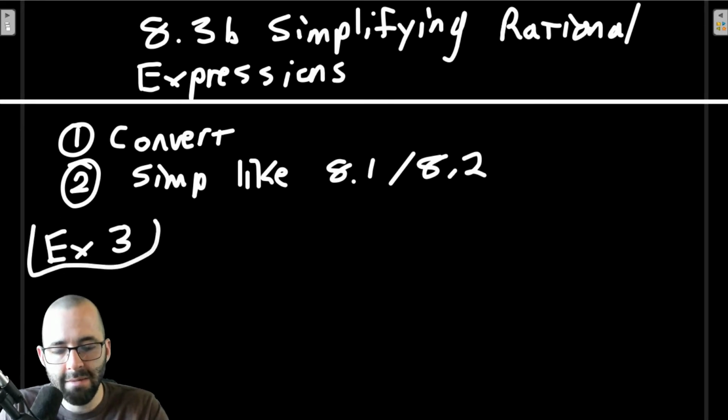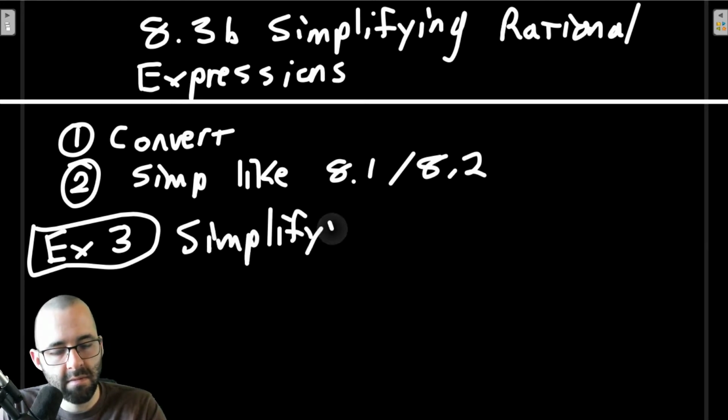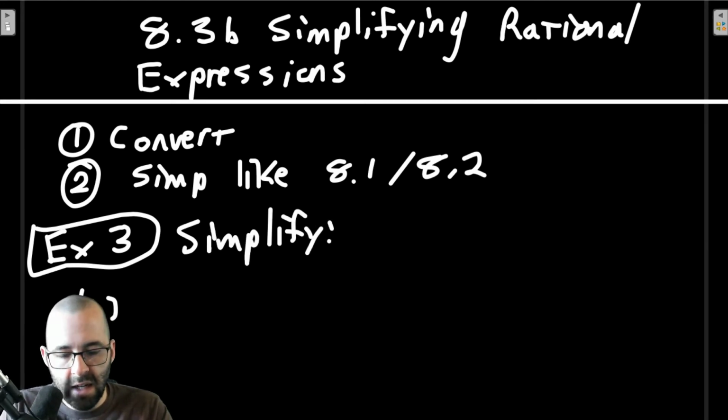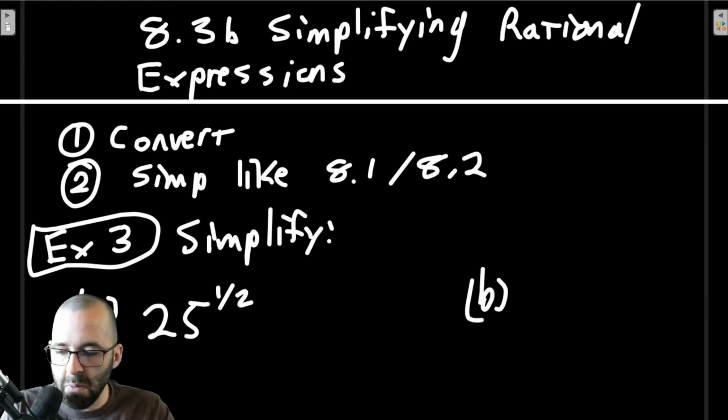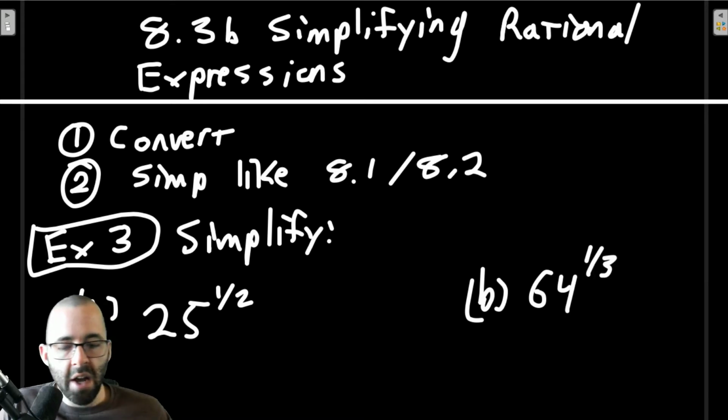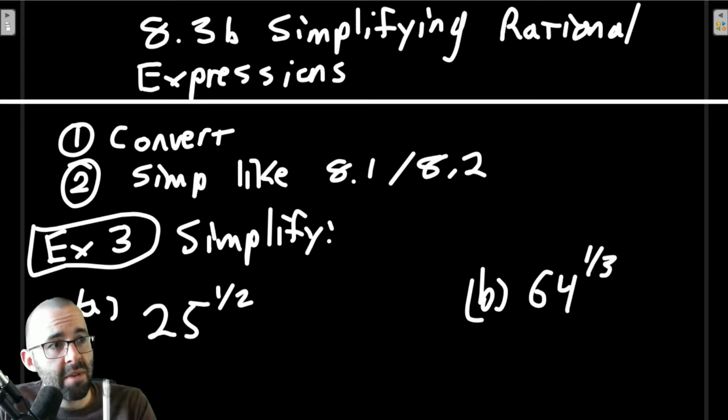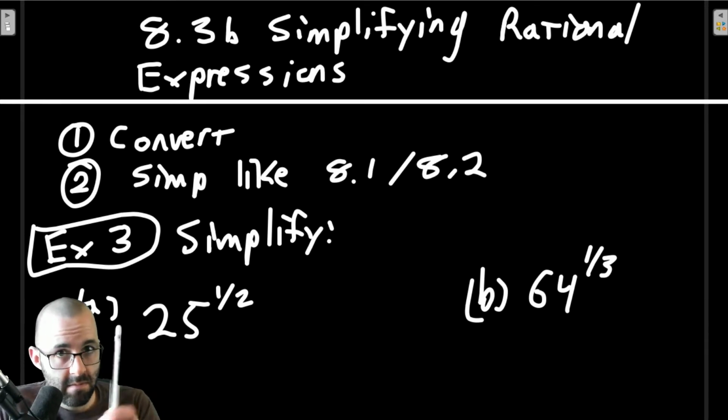Example 3, maybe? Simplify the following. Part A is going to be 25 to the 1/2. And part B is going to be 64 to the 1/3. So again, both of these, and you can use your calculator to verify these, just be very careful with your parentheses on your calculator as well.